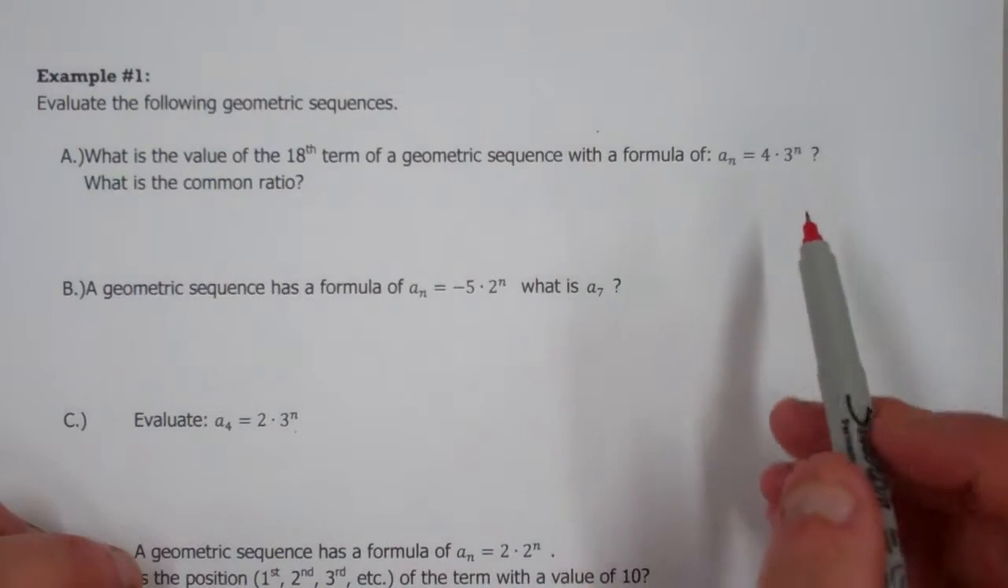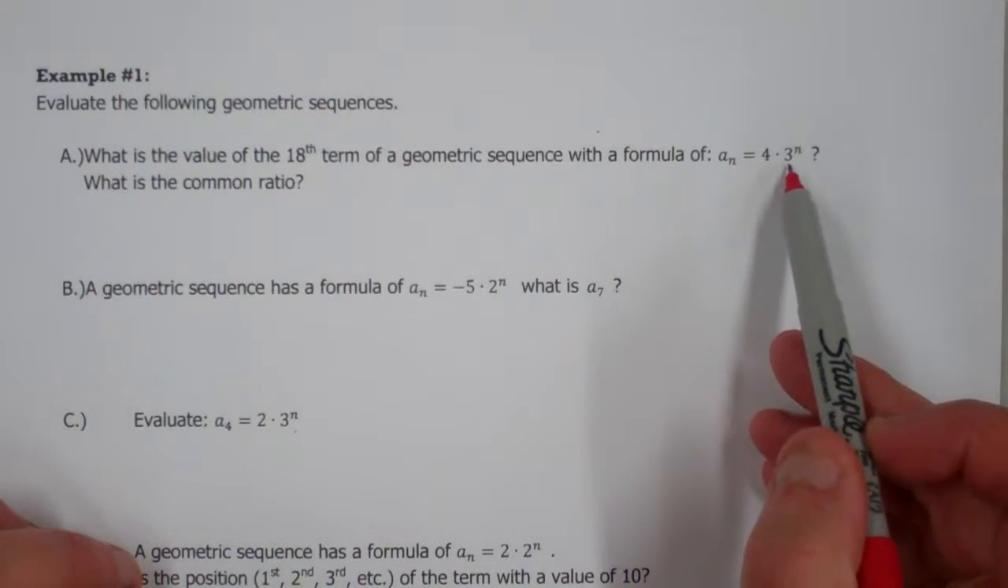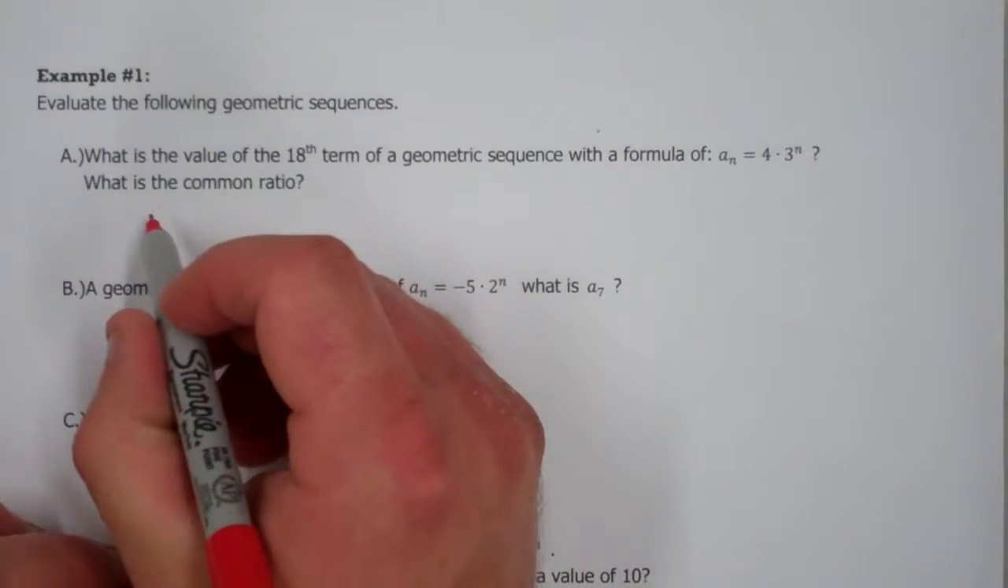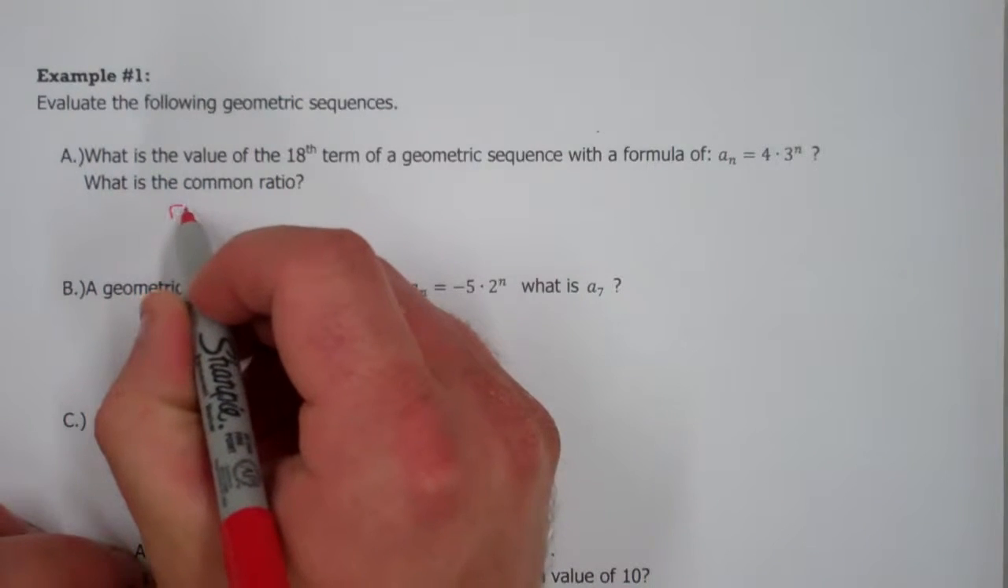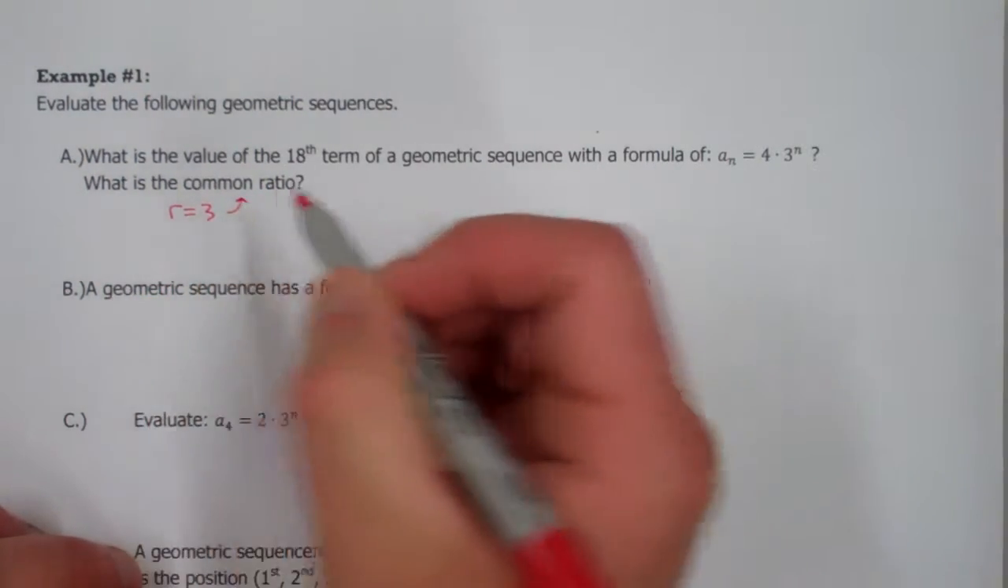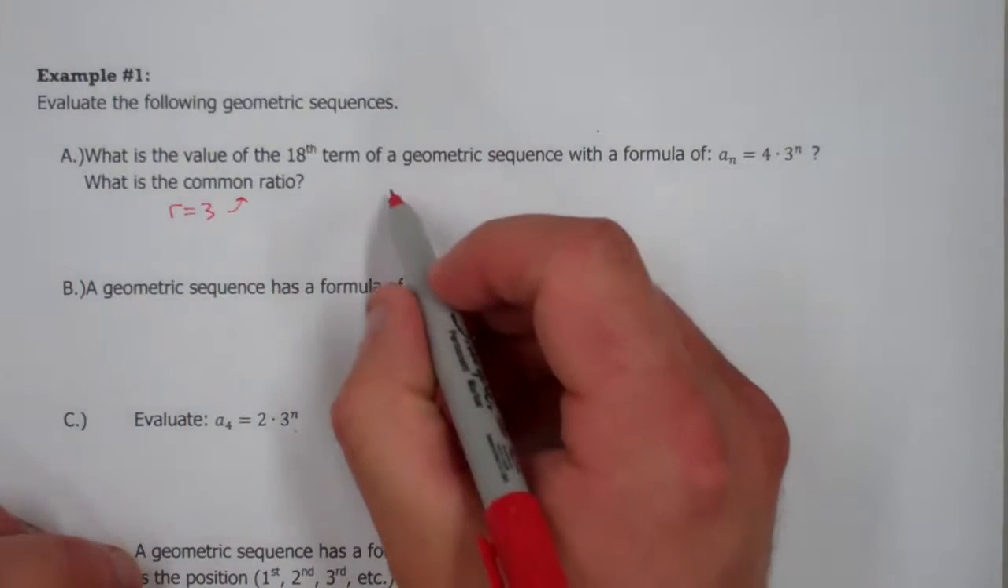The common ratio is this number here, 3. It's the base that the exponent is raising. So we'll write here that the common ratio, or R, is 3. Let's figure out the 18th term.